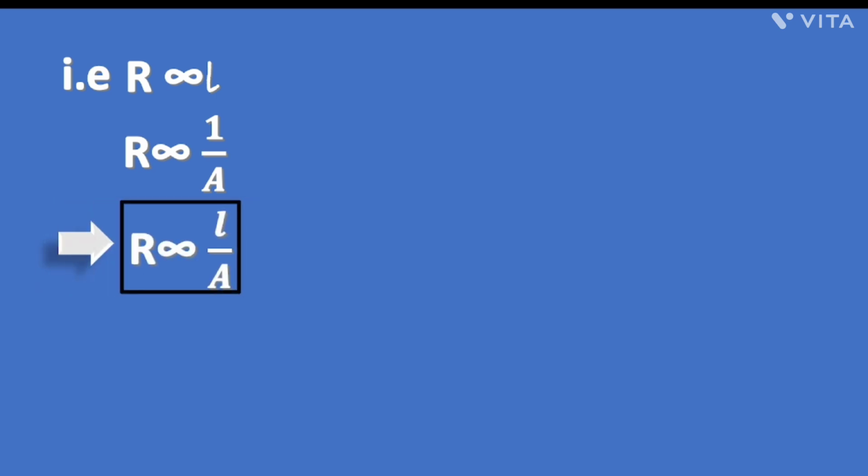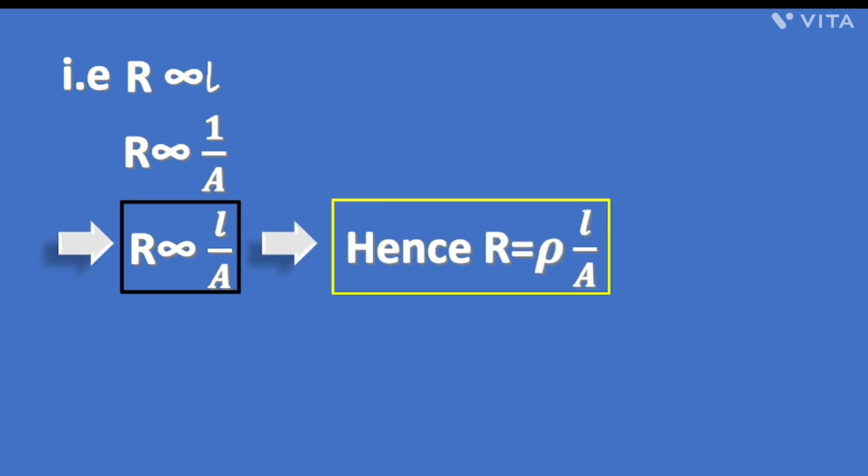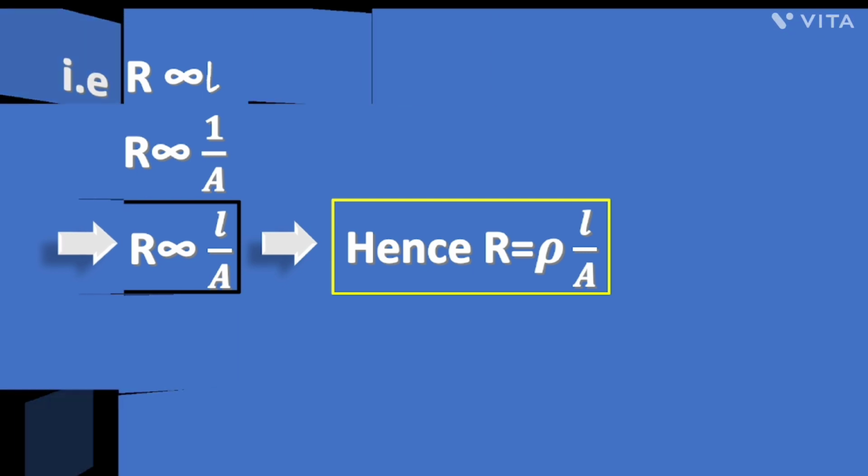So how can we represent it? First of all, we will write that resistance R is directly proportional to the length of the conductor, that is small l, and R is inversely proportional to the cross-sectional area of the conductor, that is capital A. When you combine them together, you get R is directly proportional to L by A. If you remove the proportionality sign, you get a constant which is rho. So R equals rho L by A.